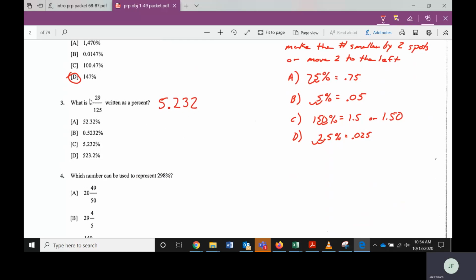So the whole number part's 5. Again, make sure you're listening here. Top divided by bottom gives you the decimal part. So the 5 is out in front, and 29 divided by 125 is 0.232. That's how we got that. Then, to change it to percent, percents are 2 spots bigger. So we take the decimal, we go 1, 2. So the decimal ends up between the 3 and the 2, and you leave it there, and that should be your answer. Let's see if it's over here, and it's letter D.